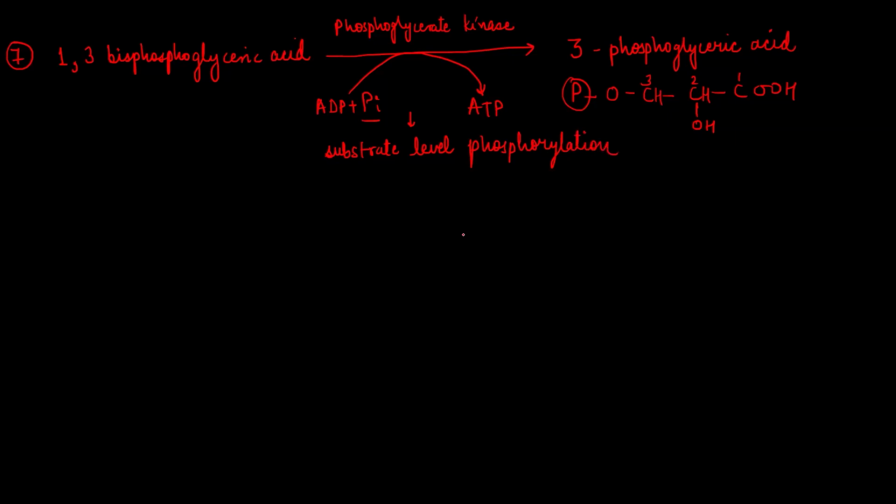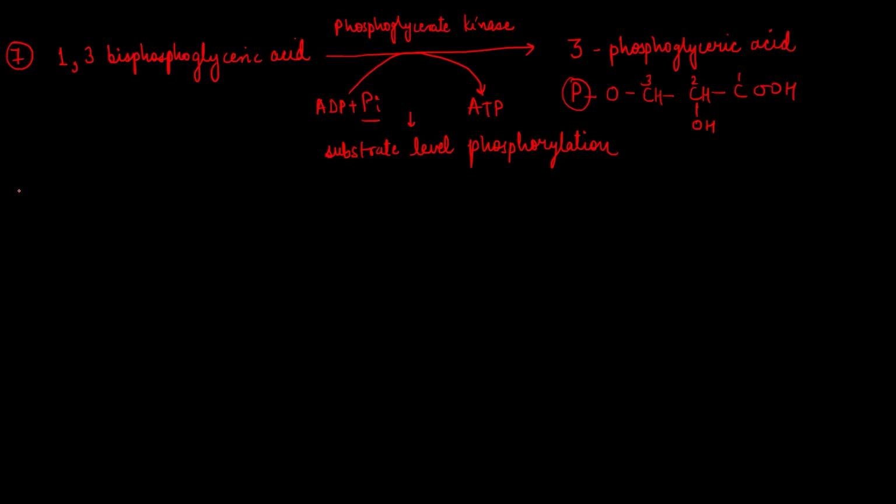Now, why is it known as substrate level phosphorylation? Because here what we are seeing is that the phosphate is getting released from the substrate, that is 1,3-bisphosphoglyceric acid, and then it is taken by ADP. So the ATP that is formed is known as substrate level phosphorylation. Okay. Now, what is the 8th step? So here we have 2 molecules of ATP formed.